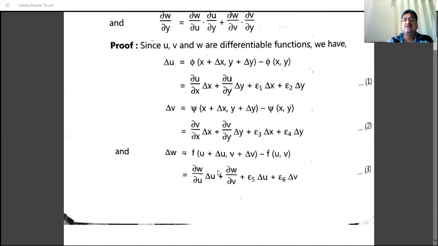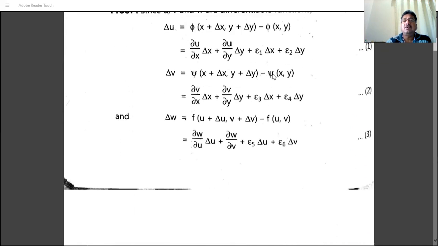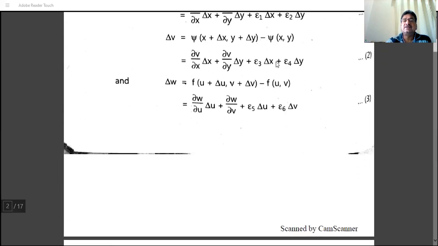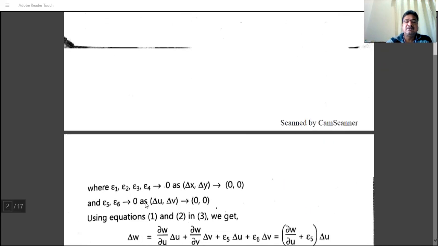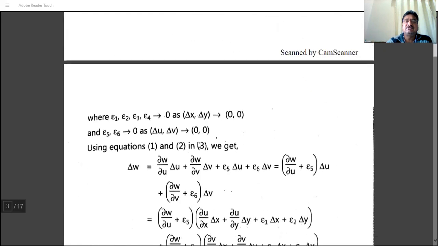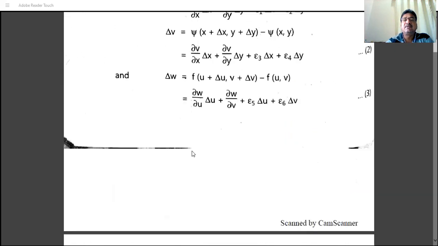So these u, v, w are all differentiable functions, and therefore by using the definition of a differentiable function, we have this. Okay, equations number 1, 2, 3, where epsilon 1, epsilon 2, epsilon 3, epsilon 4, all these tend to 0 as delta x, delta y tends to 0, 0, and epsilon 5 and epsilon 6 tend to 0 as delta u, delta v tends to 0, 0, by using the definition of differentiability. Then using equations 1 and 2 in 3. So first write the equation number 3.